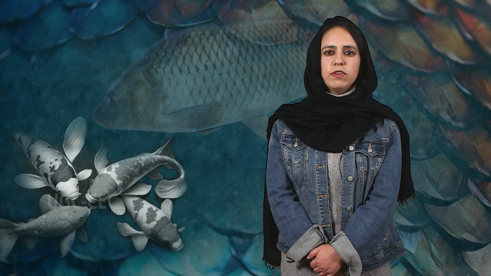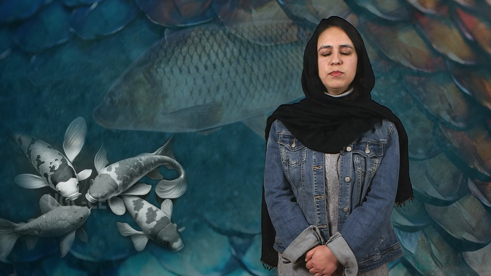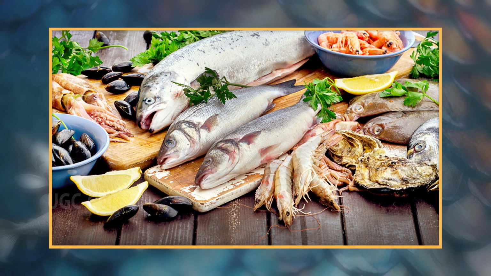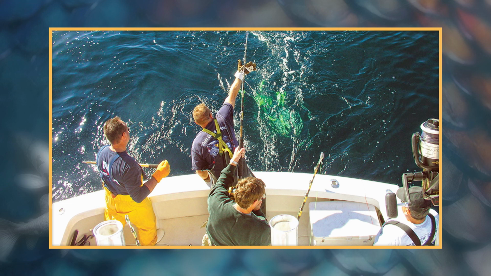Dear students, today we will talk about aquaculture, the propagation and husbandry of aquatic plants, animals and other organisms for commercial, recreational and scientific purposes. Aquaculture is an approximate aquatic equivalent to agriculture, that is, the rearing of certain marine and freshwater organisms to supplement the natural supply. This includes production for supplying other aquaculture operations, for providing food and industrial products, for stocking sport fisheries, for supplying aquatic bait animals, for stocking fee fishing operations, for providing aquatic organisms for ornamental purposes, and for supplying feedstocks to the pharmaceutical and chemical industries.